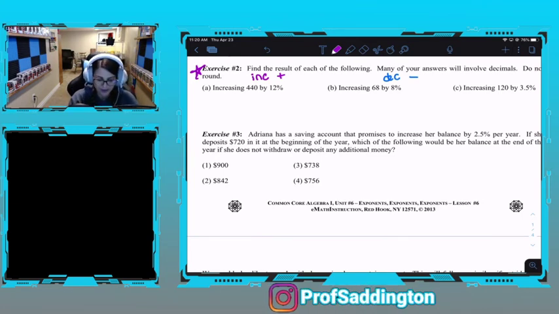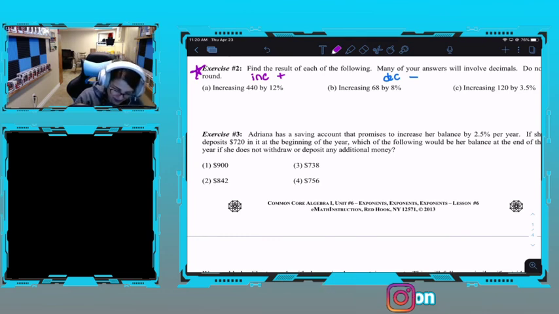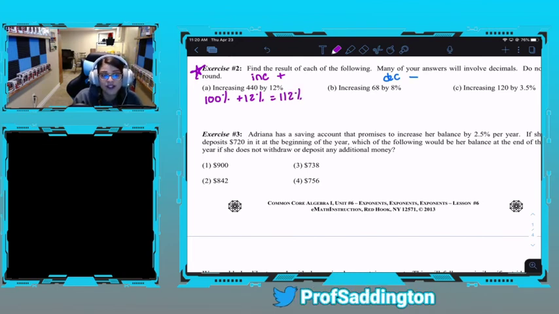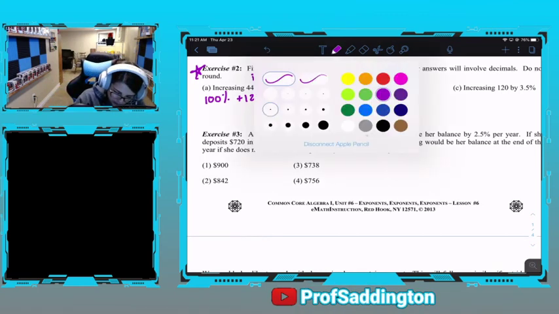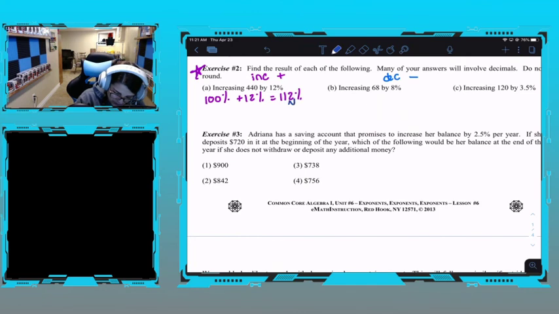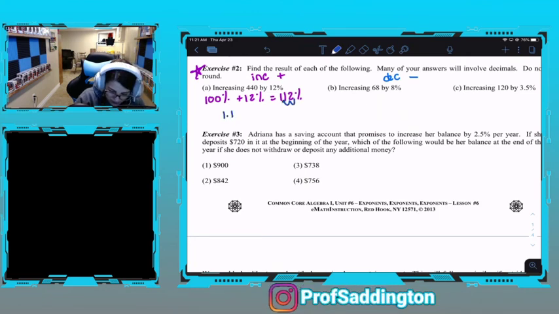So increase this number, 440, by 12%. So as I said before, we have 100% plus 12% to give us 112%. But remember, you don't have to show that step if you don't want to. And I'm fine if you don't. If you like showing it, by all means, go nuts. And then we've got to move our decimal place over twice. So we have to do 1.12 times our 440.